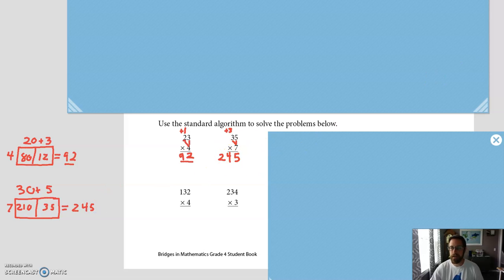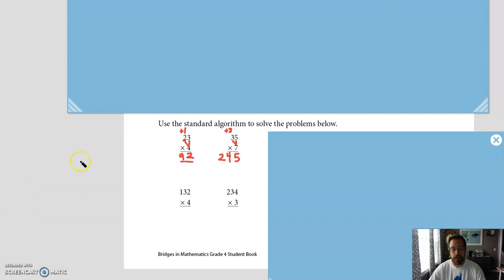All right, now let's take it up a notch and try multiplying a 3-digit number by a 1-digit number. So if I have 132 times 4, if I did the area model, that would be 100 plus 30 plus 2 for 132 in expanded form. Then I'm going to do that times 4. So I have a 3 by 1 now because I have a 3-digit number by a 1-digit number.